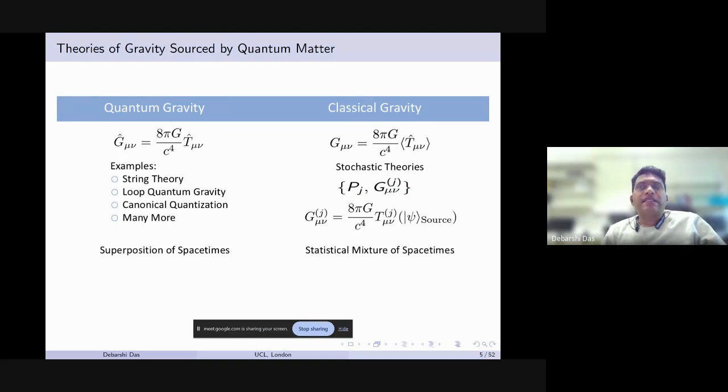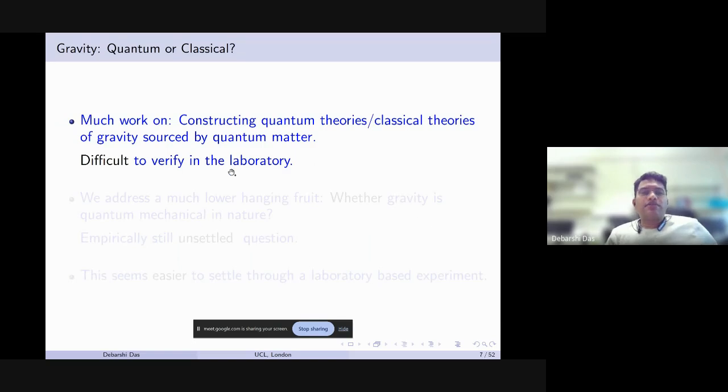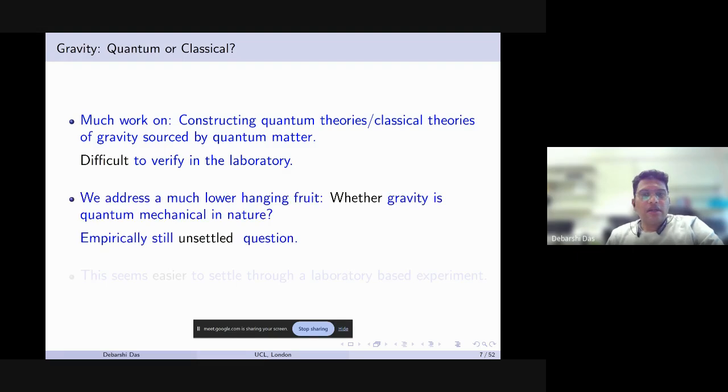And testing the validity of most of these theories actually requires a very high amount of energy. In fact, it can be shown that to verify these theories, we need to construct a particle accelerator of the size of our galaxy, which is almost impossible. So till now, a lot of work has been done to construct quantum theories or classical theories of gravity sourced by quantum mass. But these theories are very difficult to verify in the laboratory, as I told.